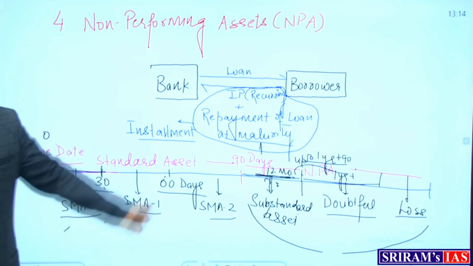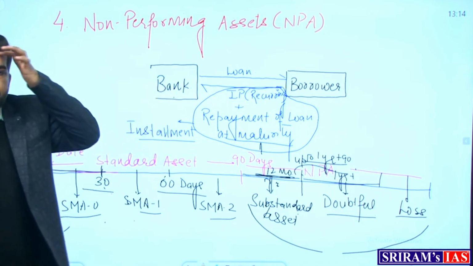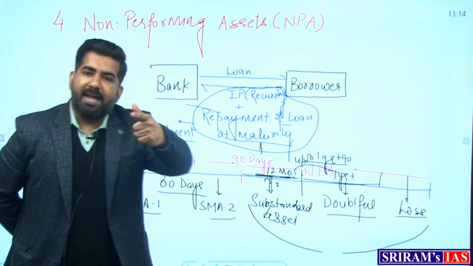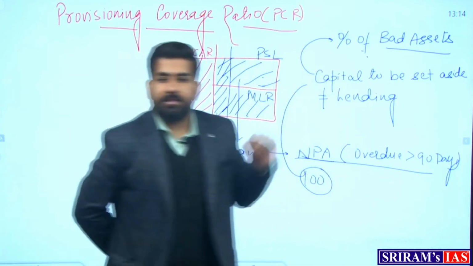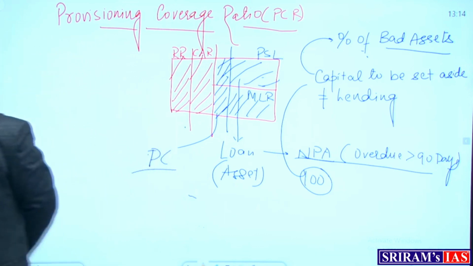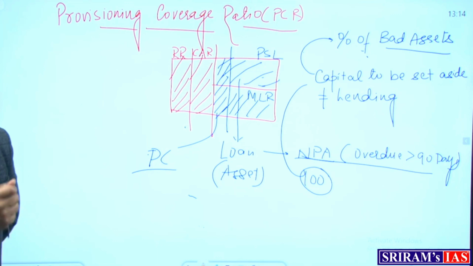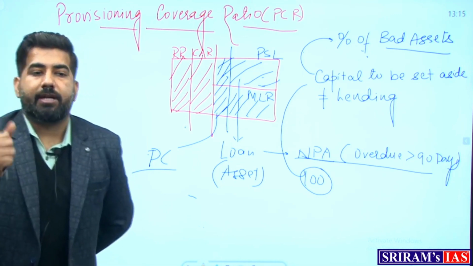If they have stopped paying installments for a period of 90 days, what will happen to the bank? The bank's asset will turn into NPA. As soon as the bank asset becomes NPA, this requirement, the PCR requirement, will kick in. The bank has to set aside extra capital. So this borrower says, why do you want this asset to turn into a bad asset? You can do one thing, you can restructure my asset.